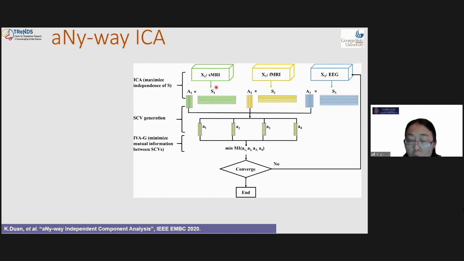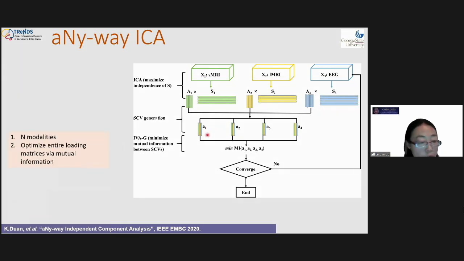Use this example: dataset 1 has 5 components, dataset 2 has 4 components, and dataset 3 has 6 components. Therefore, we have 4 subspace vectors. And then we will minimize mutual information across the component subspace. Minimizing mutual information indirectly maximizes the covariance within each subspace.